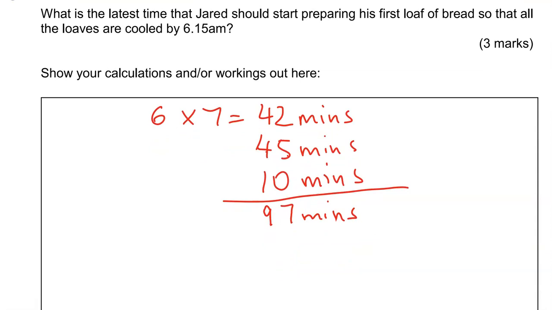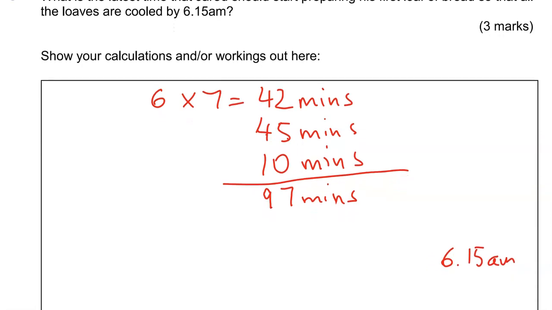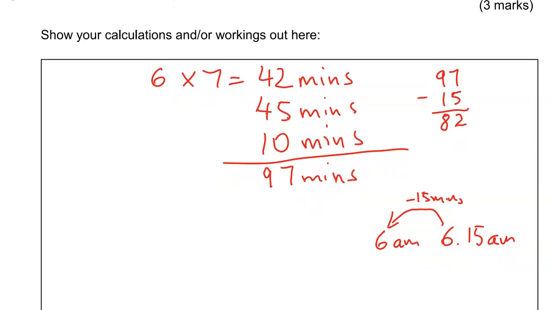Starting with 6:15 AM, which is the end time, we can go back 15 minutes to 6 AM. So I'm going to take away 15 from the 97 minutes now to see how many more I need to take away. 7 take away 5 gives me 2. 9 take away 1 gives me 8. So I have 82 more minutes to take away.